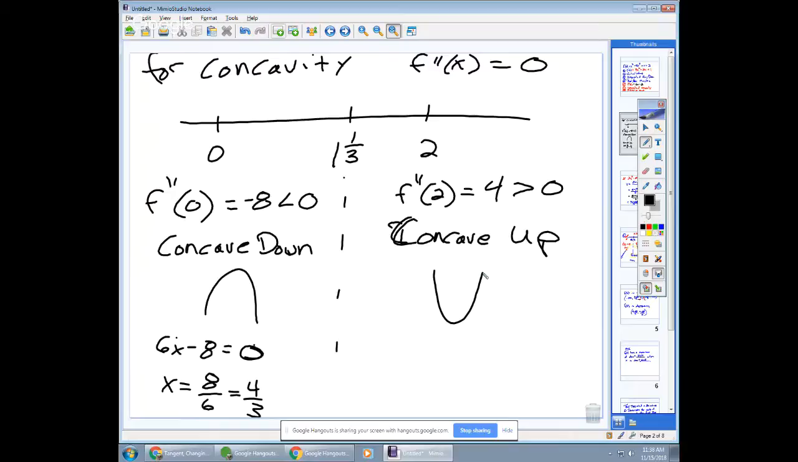Do we have an inflection point first? The answer is yes, because there was a change in concavity. We went from concave down to concave up. So we definitely have an inflection point. We haven't found it yet. To find it, you have to plug in that number to the original function. So I would then have to say, well, what is f of 4/3, by the way?